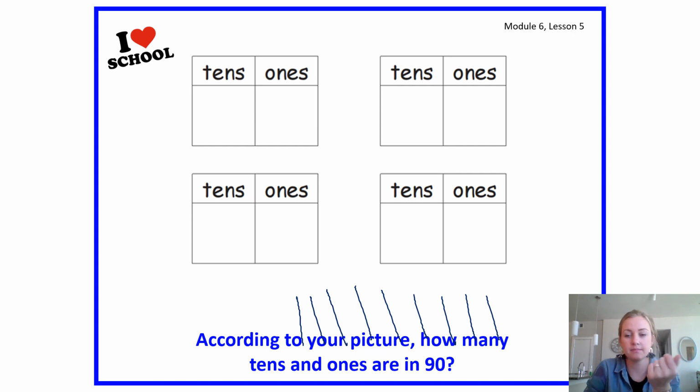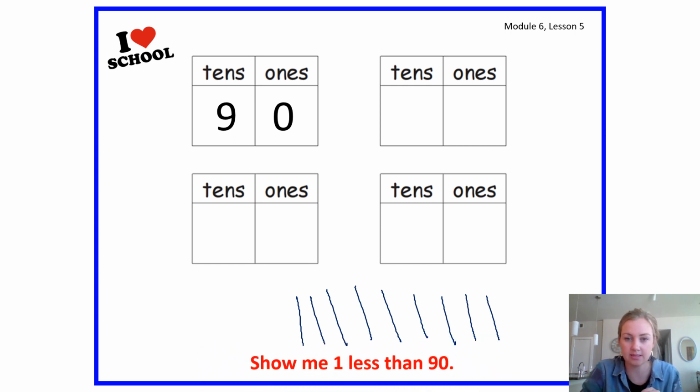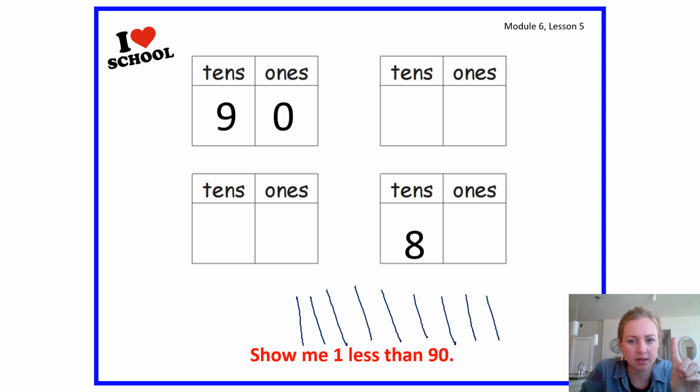Get ready. Yes, 9 tens. Are there any extra ones on the side? No. So what number goes in my ones place? Get ready. Yes, 0. I don't have any extra ones on the side, so a 0 goes in my ones place. Now I want to take away 1 from 90.